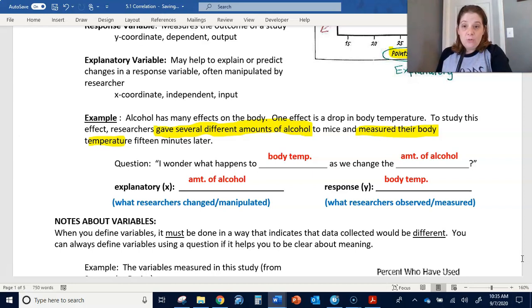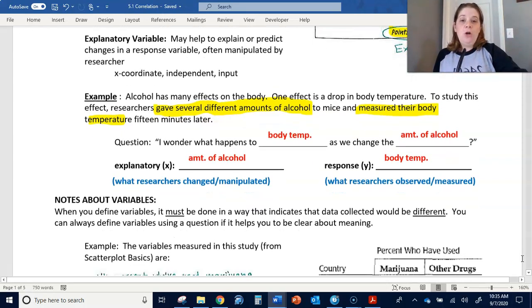So our explanatory variable, the one that's being changed, manipulated by the researchers, is the amount of alcohol, okay? And the response variable is the thing that's being measured. That is the body temperature. So in this case, we're always trying to decide, what are we trying to use to explain the change in this other thing? What are we manipulating versus what are we measuring?